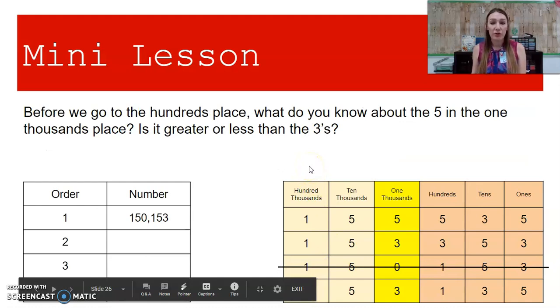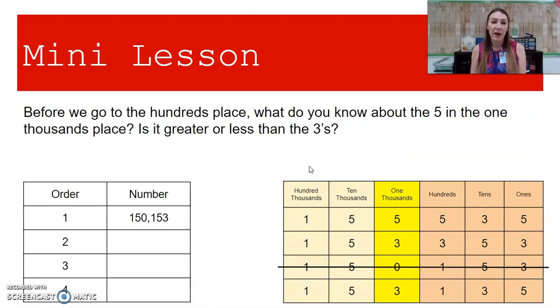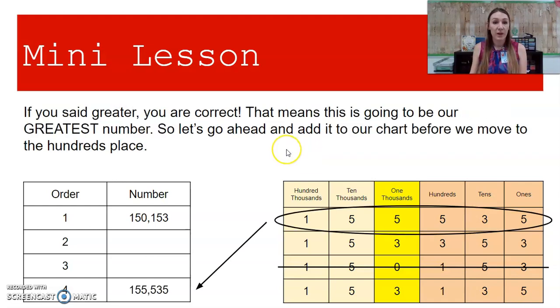Before we go to the hundreds place, what do you notice about the 5 in the 1,000s place? Is it greater or less than the 3s? If you said greater, you're correct. That means this is going to be our greatest number. So let's go ahead and add it to the chart before we move to the hundreds place.